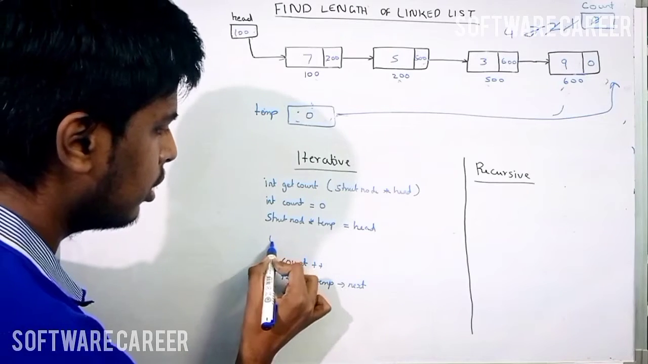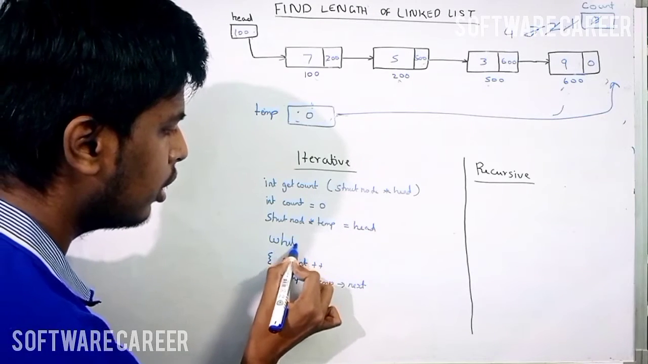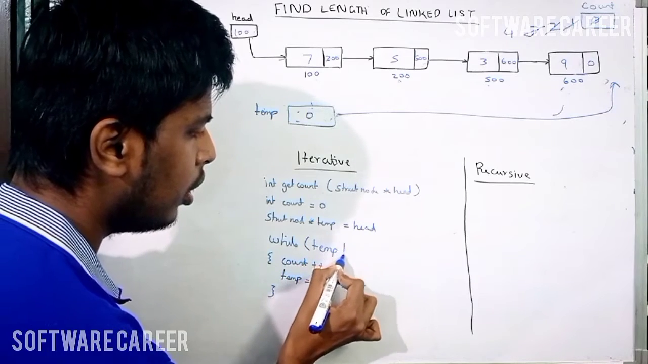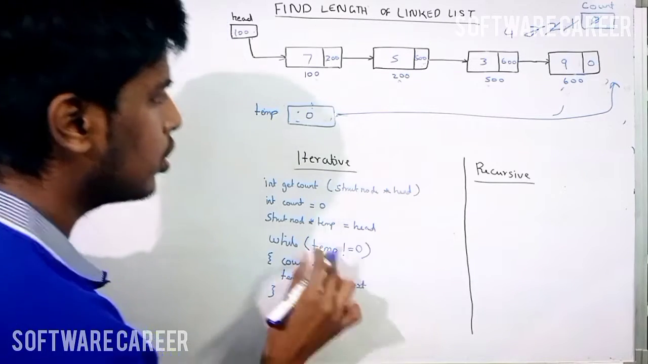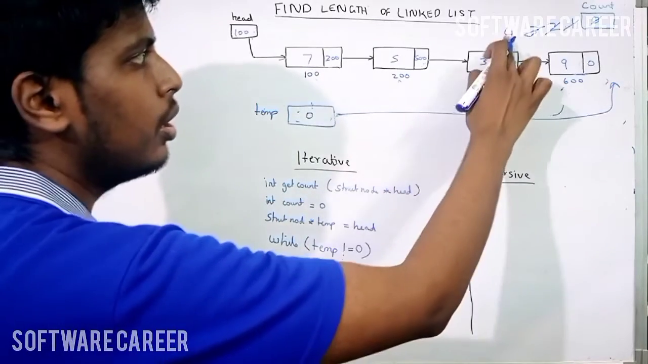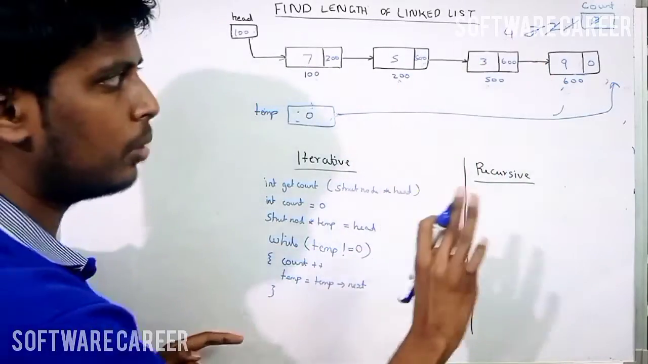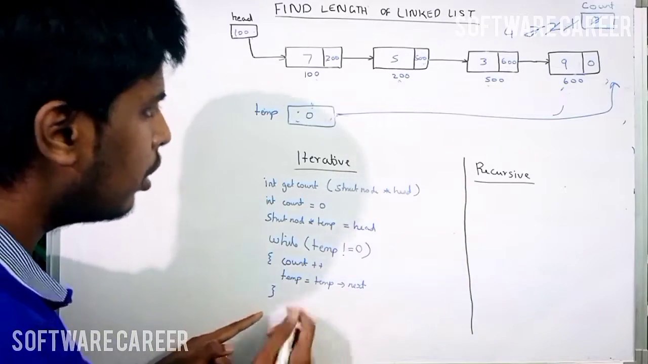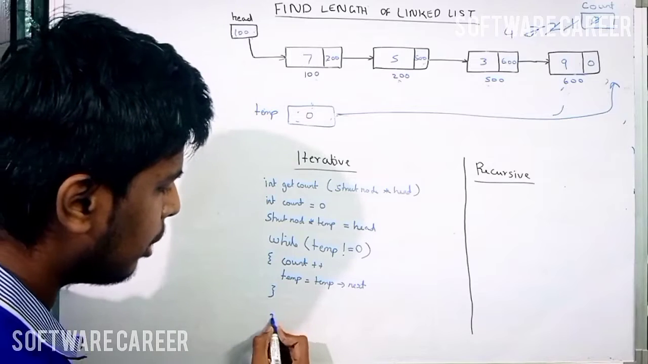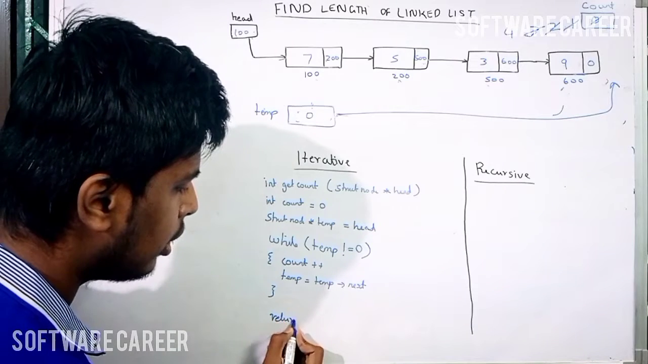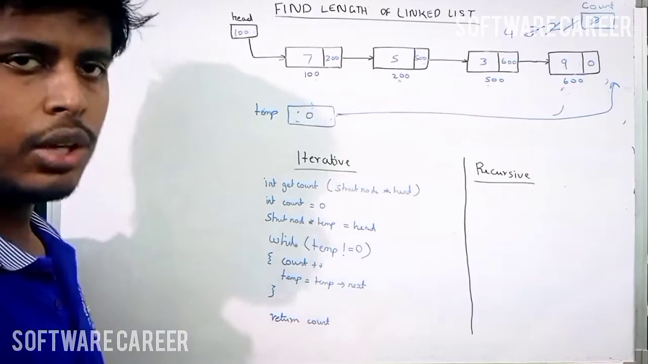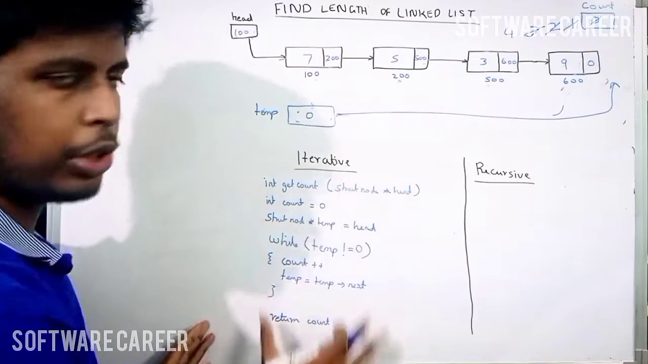So I am writing this condition, while temp not equals 0. Now temp is 0, so it does not enter into this condition. It does not increase the count value by 1. It stops. So this is the step. Now you should return the count. Now count is 4. You should return it. So I am writing return count. This is how you should write the code for the iterative process.